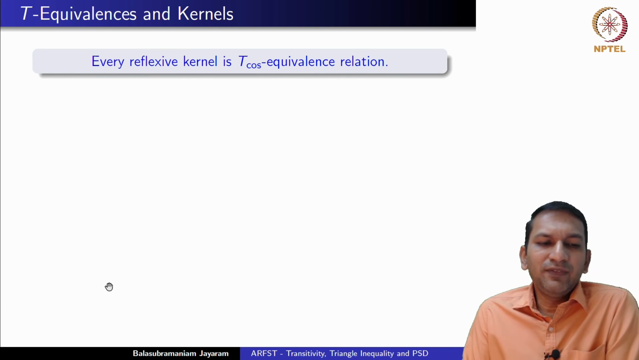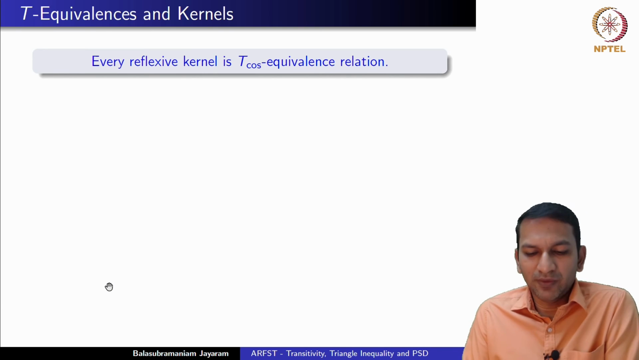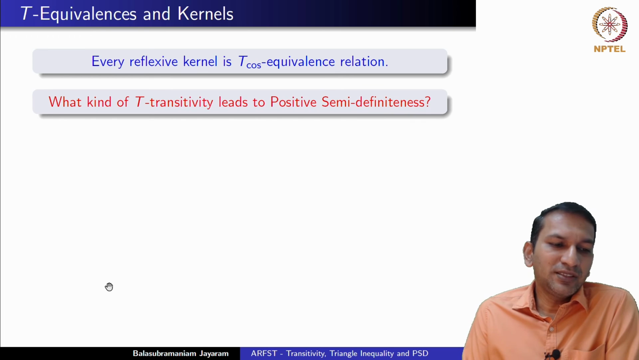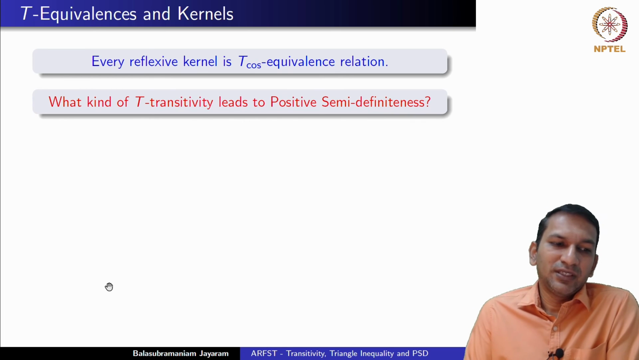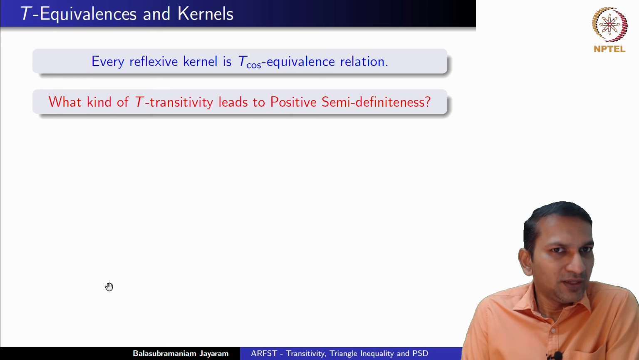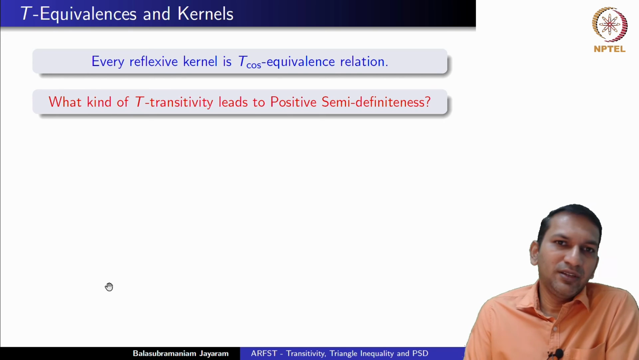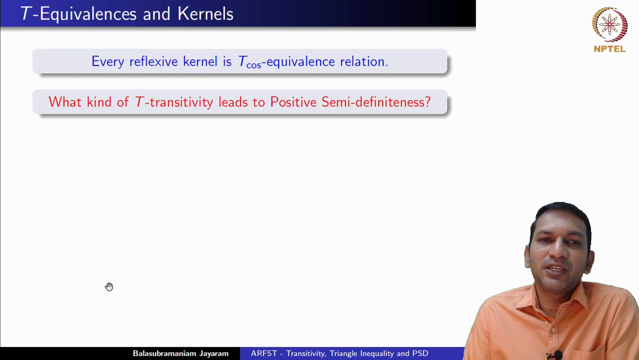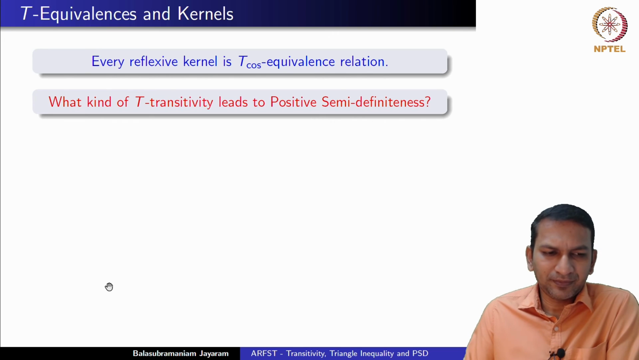Well, we know that every reflexive kernel is a T-cos equivalence relation. The question is, if you want the reverse, what kind of T-transitivity will lead to positive semi-definiteness? There's a question which has not been answered in general, but allow me to present you some existing results.